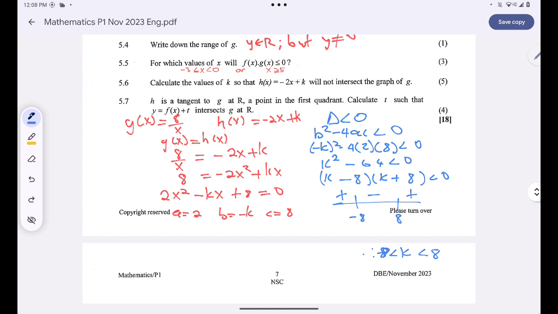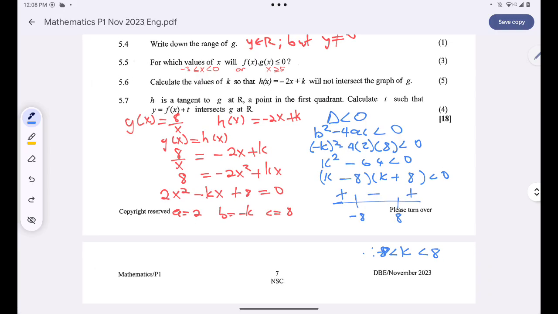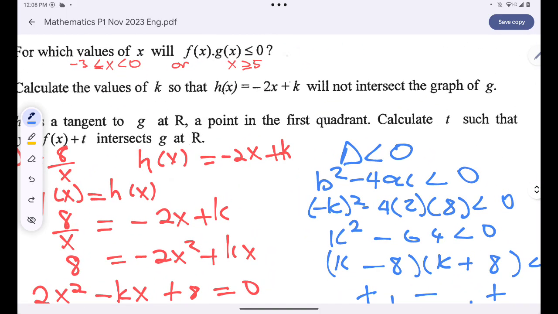Right? Just find the intersection. After finding the equation of the intersection, make delta of the intersection less than 0, since we do not want our curve and the line to intersect. After making it less than 0, you just need to solve the inequality. That's all. So k must be between negative 8 and 8.